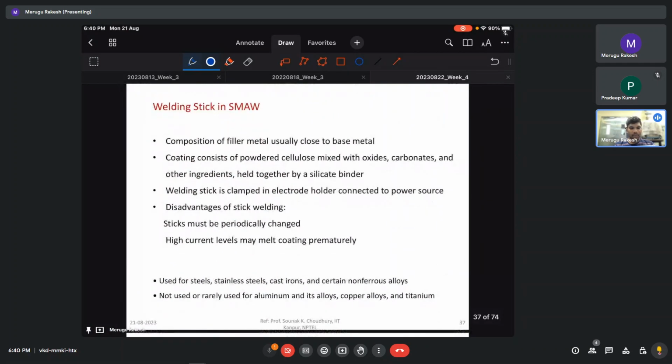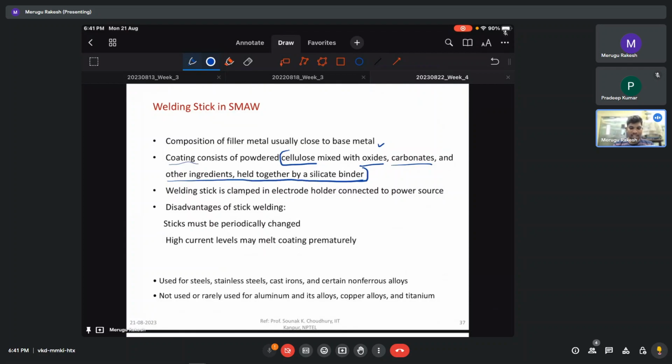These are the different characteristics of shielded metal arc welding. The composition of the filler metal is usually close to the base metal. This is needed when the welding gap is too high and even the parent material melts, so we need a filler material to fill the gap. The coating consists of powdered flux, made of cellulose mixed with oxides, carbonates, and other ingredients held together by a silicate binder. This is the flux material that is going to be used.